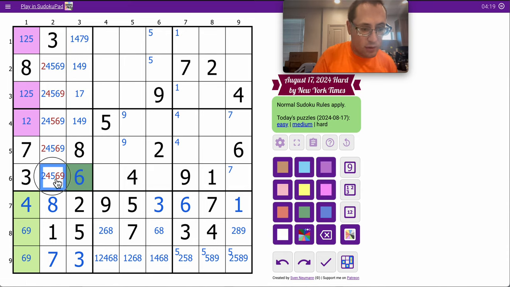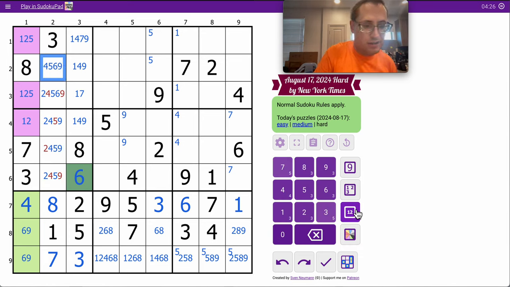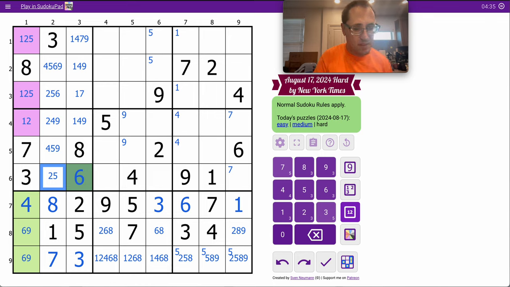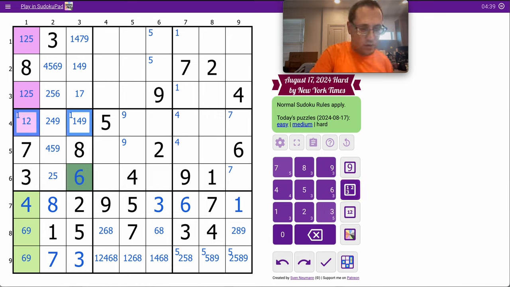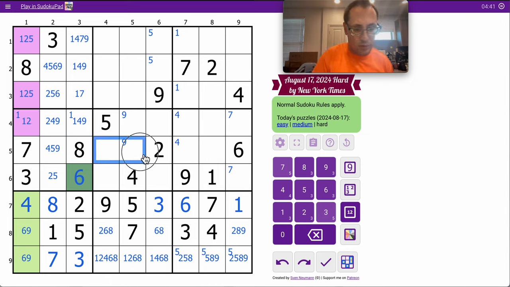So that takes out a whole bunch of sixes. Let me clean up the rest of this. That's neither 4 nor 9. Not 5, not 2, not 4, not 9. Okay. So one is in one of these two in row 4, and therefore one of these two in row 5.